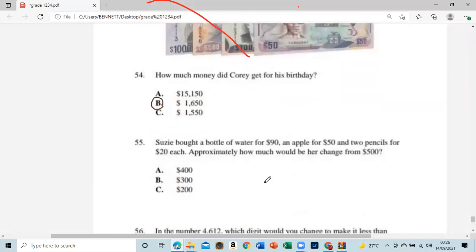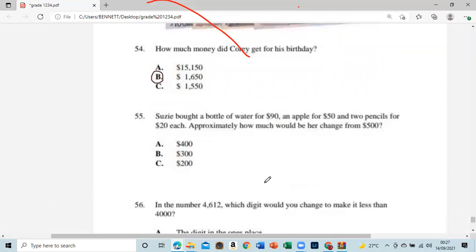Susie bought a bottle of water for $90, an apple for $50, and 2 pencils for 20 each. Approximately how much change would you get from 500? So these questions are really rough. Susie bought a bottle of water for $90. An apple for $50. So we bought an apple for $50. I'm writing too big already.